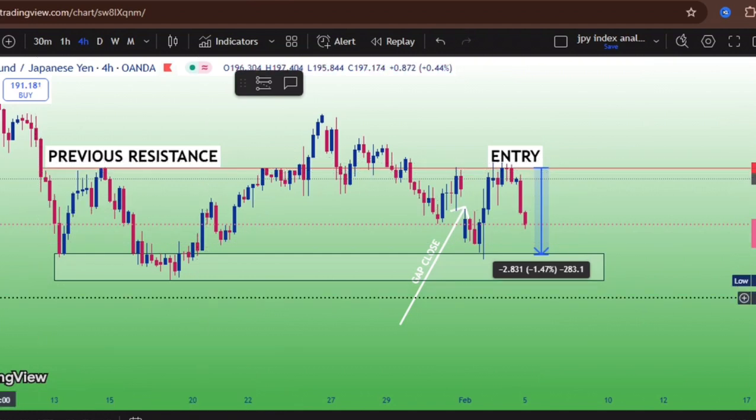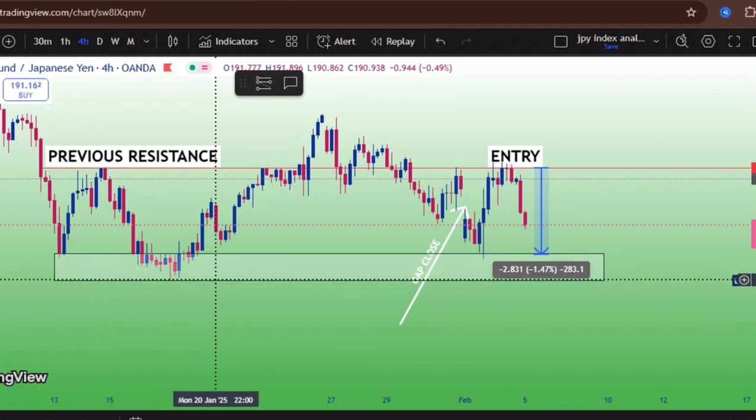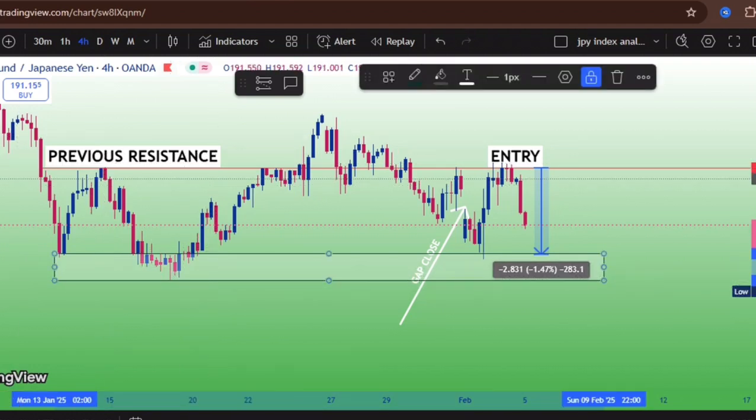So if you remember, I told you that the market has moved away from our entry by over 30 pips, so we should wait for its retracement. So we are selling the retracement. That's what we are doing here. This has happened before, so we are waiting for it to happen again.